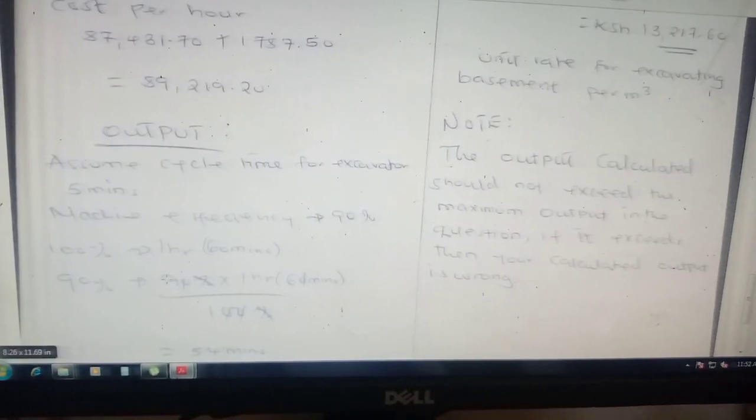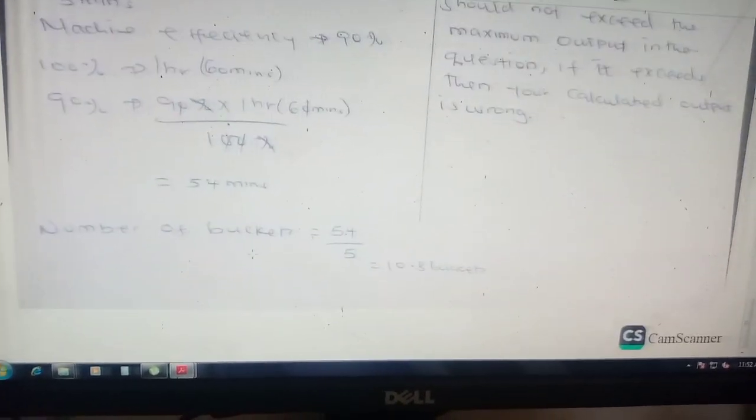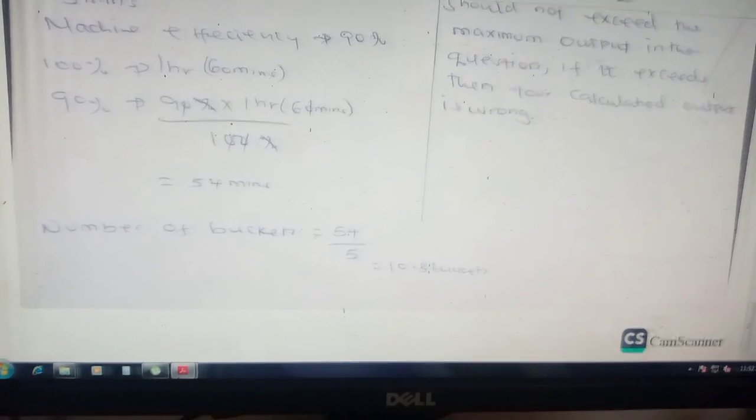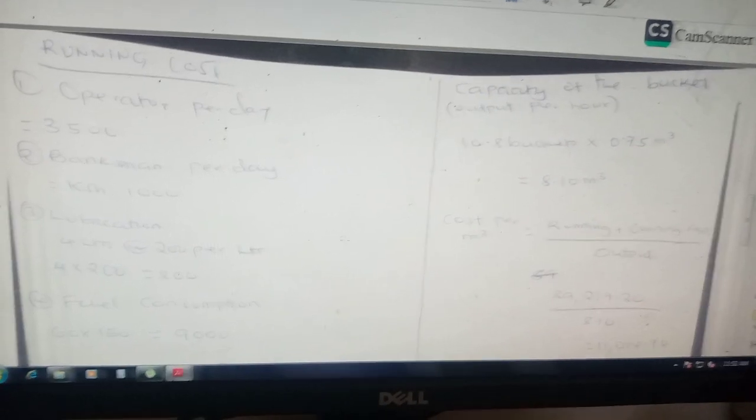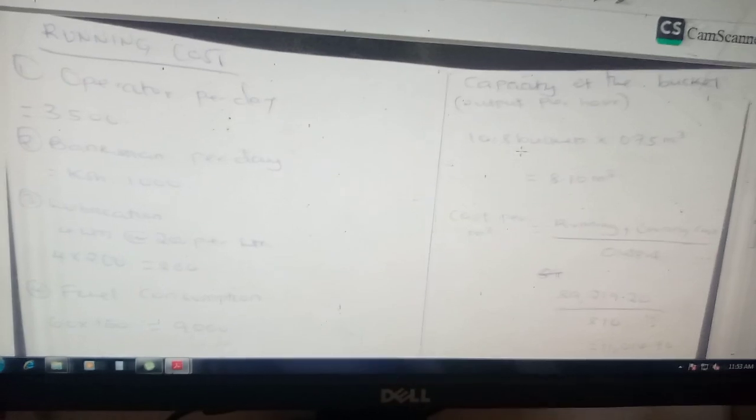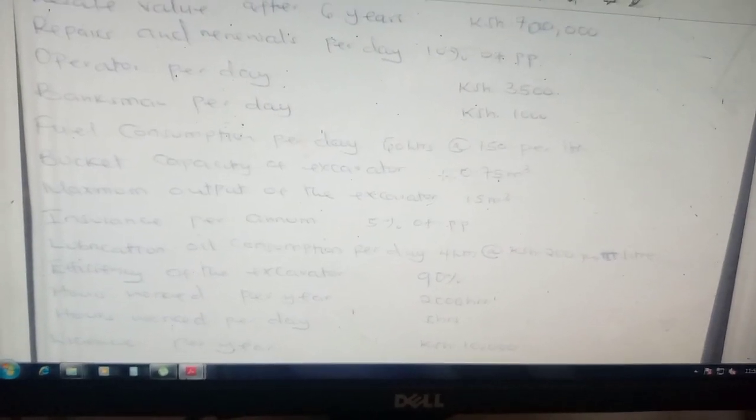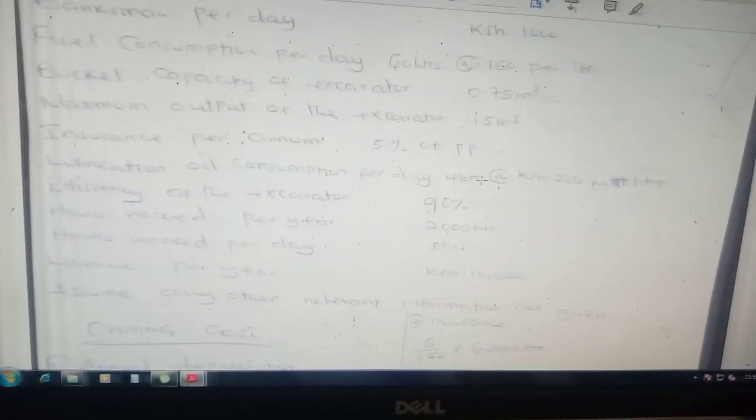So after getting that, we then go to the capacity of the bucket. It is done per hour, as we have done this efficiency, and the number of buckets we have gotten to be 10.8 in 1 hour. Those are the number of buckets it will do. So in 1 hour it will do 10.8 buckets, but we were told in our data above that the bucket capacity of that machine is 0.75 cubic meter.